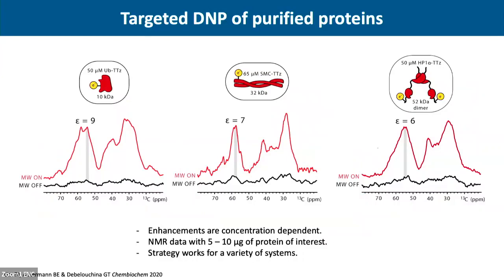And so here the enhancements with targeted DNP are around 5 to 10. However, still enough for us to see some signal. And we're confident that we can do better when we have better polarization agents. Remember here, we're still using TOTAPOL.